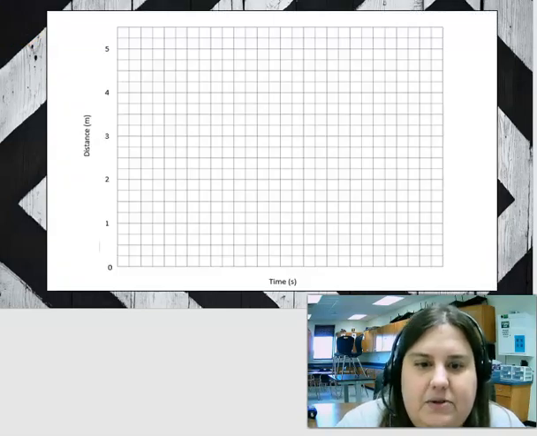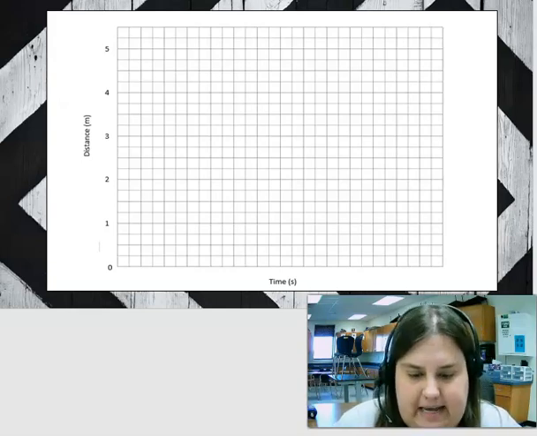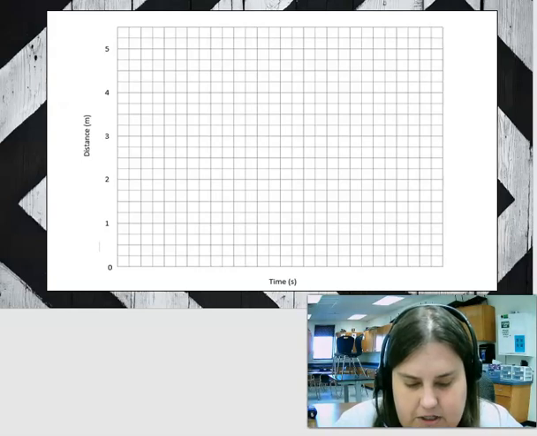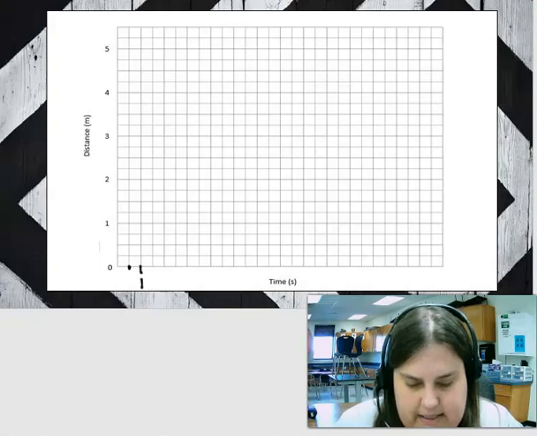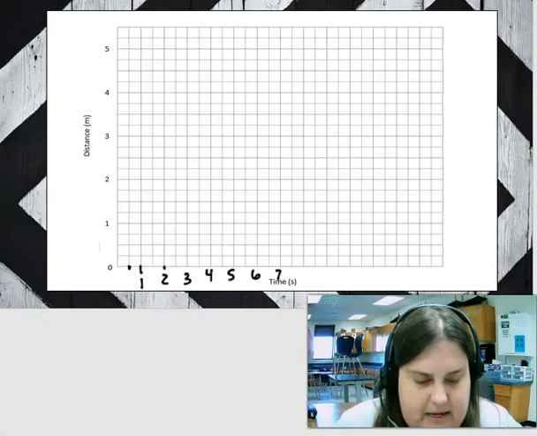Okay, so now you should have your data for your average times. And so what we're going to do is plot that on our graph. Before we do that, we need to set up our graph. So I want you to skip a line, and then you're going to mark 1, skip a line, 2, skip a line, 3, and keep skipping a line and counting up, going all the way across, so you can see that I'm modeling that on my paper.